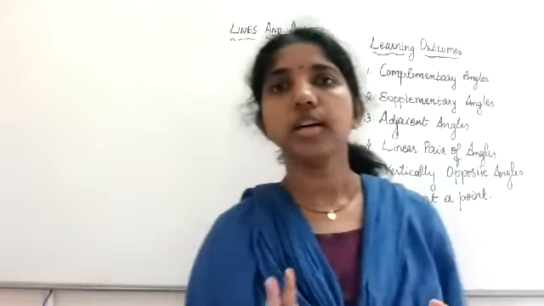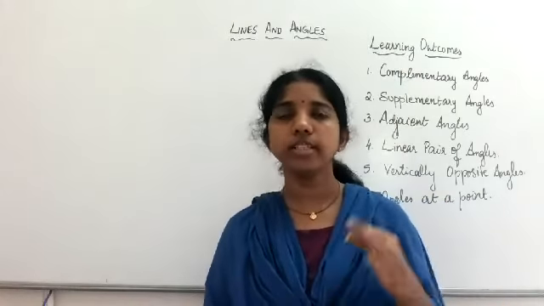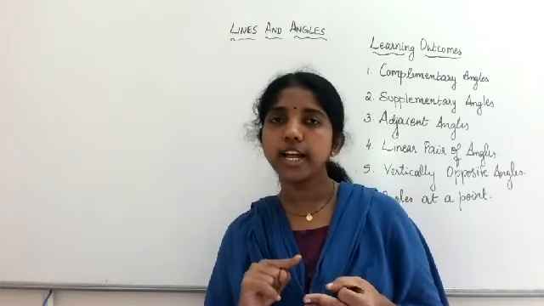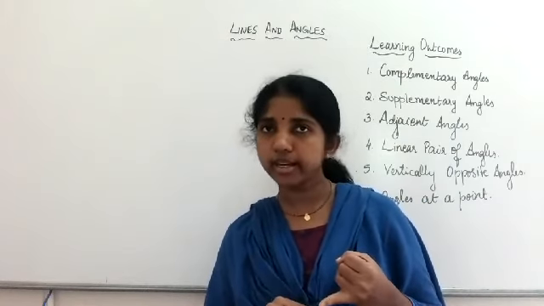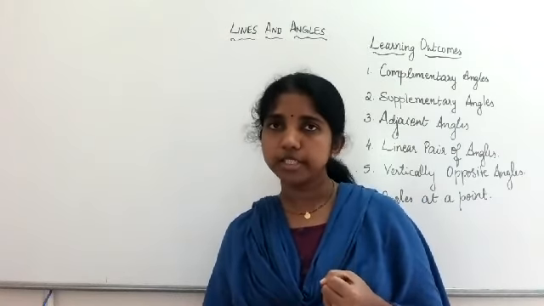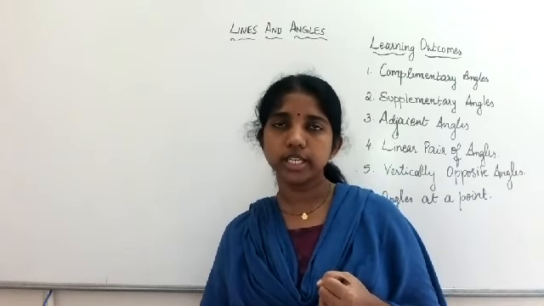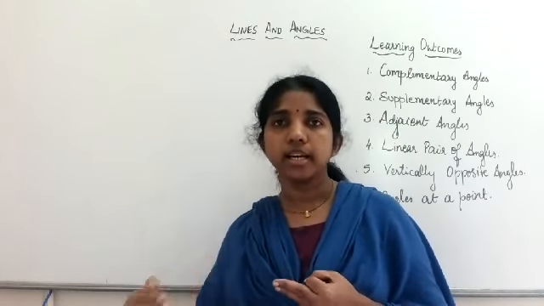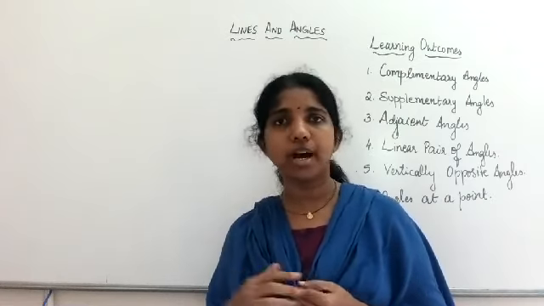So now in this session we have learned the concepts of complementary angle, supplementary angle and adjacent angle. Complementary angles add up to 90 degree. Supplementary angles mean the sum of the two angles should be 180 degree. Adjacent angles mean two angles having a common arm.